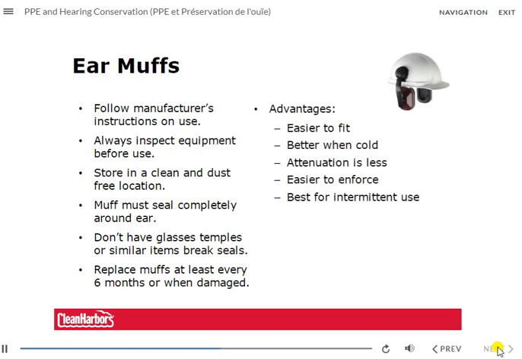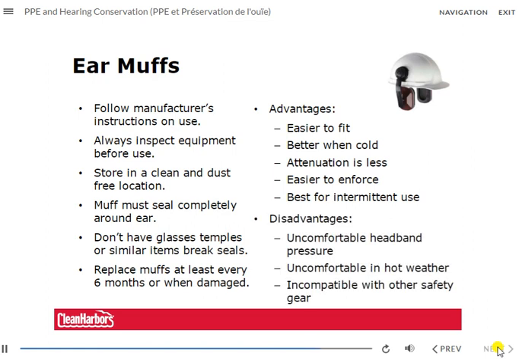The advantages of earmuffs are with regard to their fit, and they also help in colder environments. Earmuffs are also advantageous in situations that require intermittent use, since they're easy to take on and off. It is also very easy for managers to confirm if hearing protection is being used. Some of the disadvantages of earmuffs are the pressure the headband puts on the wearer. Earmuffs are also uncomfortable in heat. Last, earmuffs may not be compatible with all safety gear.